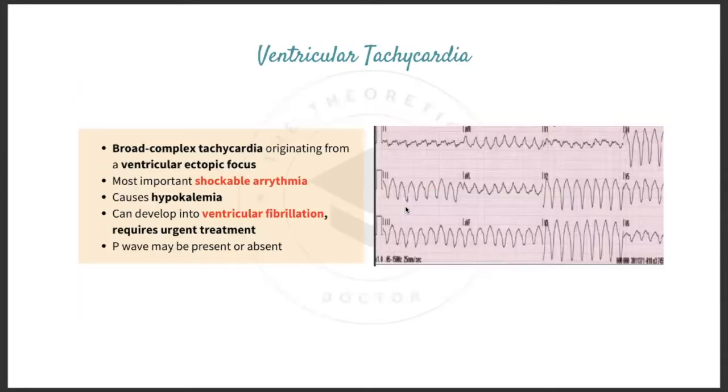Next is ventricular tachycardia. Ventricular tachycardia are broad complex tachycardia originating from a ventricular ectopic focus. And it's important to remember that it is the most important shockable arrhythmia because they can develop into ventricular fibrillation. In ventricular tachycardia, the patient still has a pulse, but in ventricular fibrillation, the patient does not have a pulse.